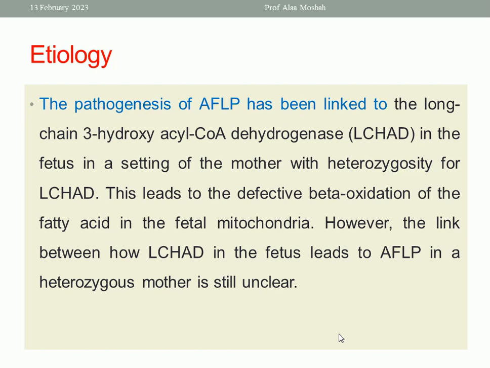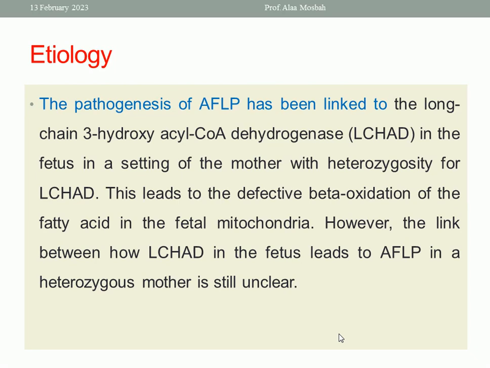And you should know that this enzyme is deficient in the fetus and in the mother. The mother is heterozygous for long-chain 3-hydroxyacyl coenzyme A dehydrogenase deficiency. She is heterozygous, and the baby has deficiency in this enzyme. This leads to defective beta oxidation of the fatty acids in the fetal mitochondria.